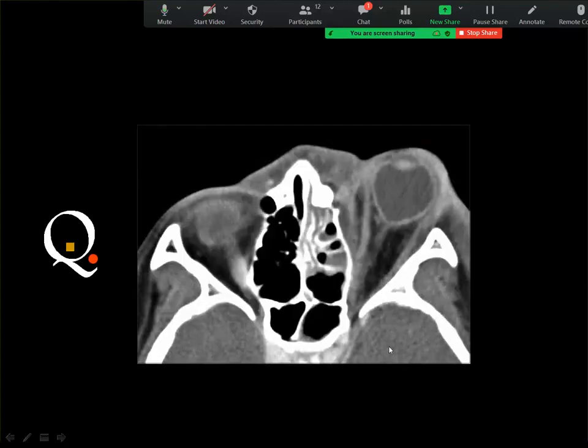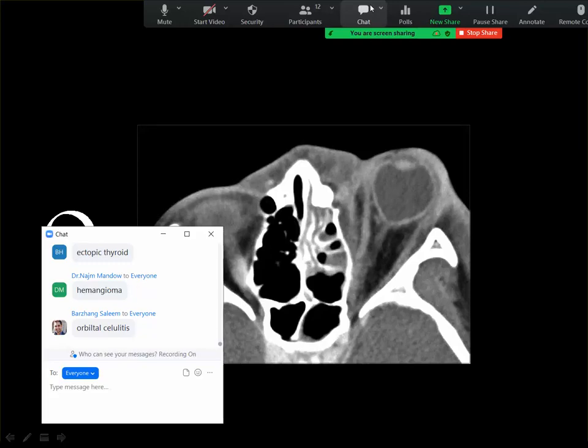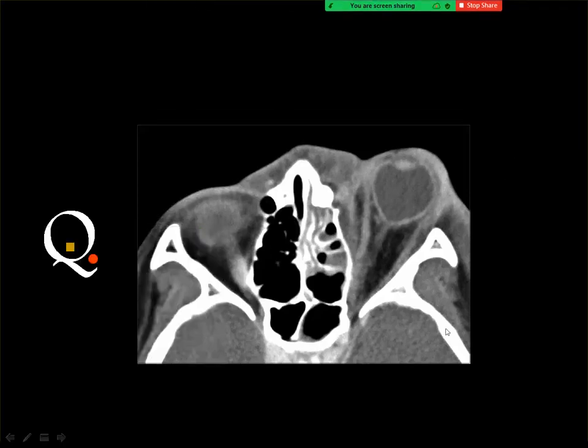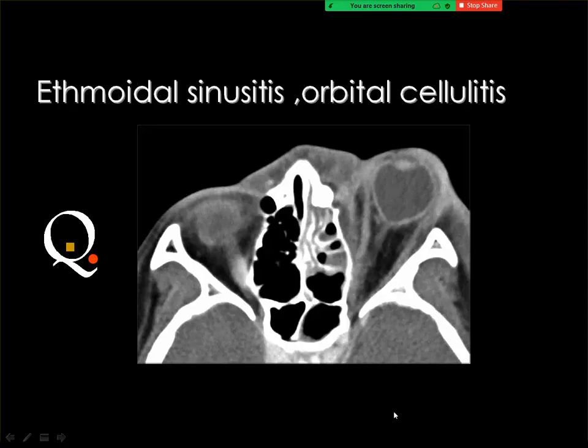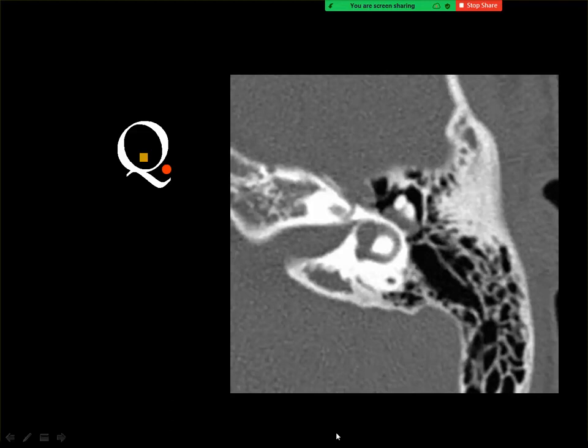Then this is a CT scan of the orbits. Yes, orbital cellulitis, right answer, because you have ethmoidal sinusitis and inflammatory changes in the left orbit with, let us say, a subperiosteal abscess, edema of the periorbital soft tissues, as well as some proptosis. All these point to ethmoidal sinusitis and orbital cellulitis.